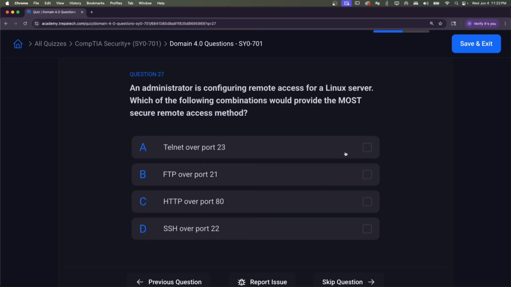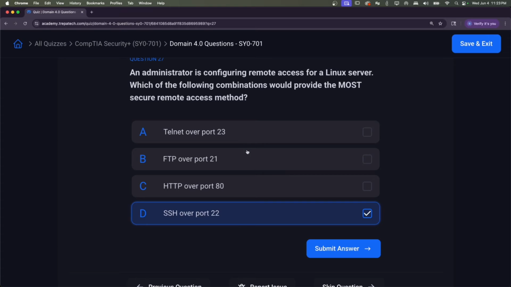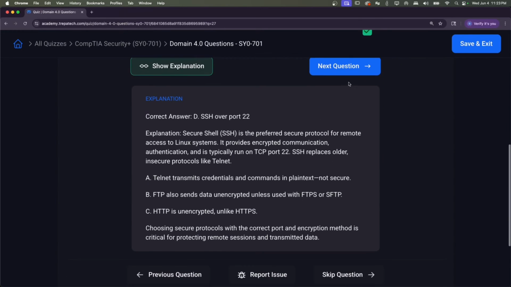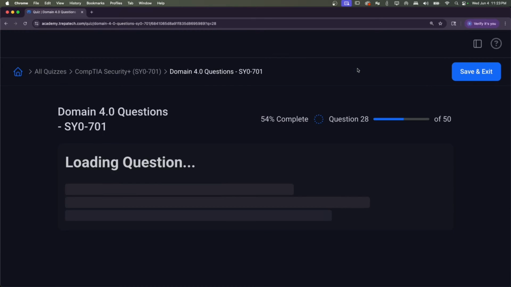Question 27. An administrator is configuring remote access for a Linux server. Which of the following combinations would provide the most secure remote access method? So it's D, right? I'm not even going over other ones. Everything else is coming across the network in plain text. FTP and HTTP are not remote management protocols. Telnet is, but it's plain text with no protections. SSH is encrypted, has data in transit encryption.